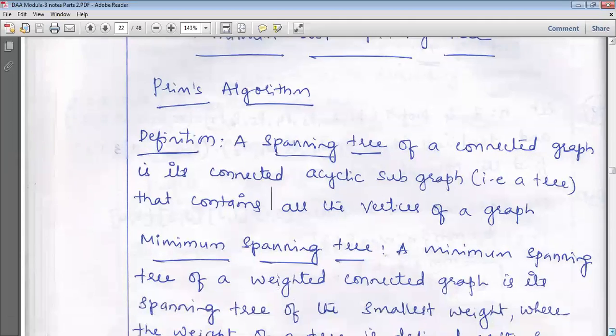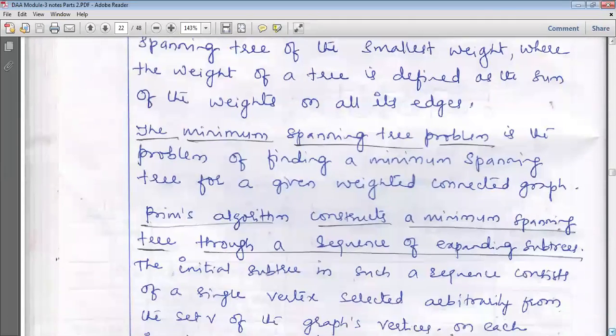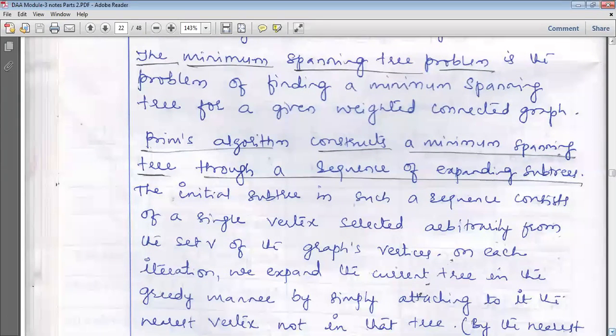We'll see now. Prim's algorithm constructs a minimum spanning tree through a sequence of expanding subtrees. Means we are going to add edges and vertices one by one by checking which is the minimum. So what happens here initially? The initial subtree consists of a single vertex, which is selected arbitrarily. Any vertex can be selected arbitrarily from the set of V vertices in a given graph.